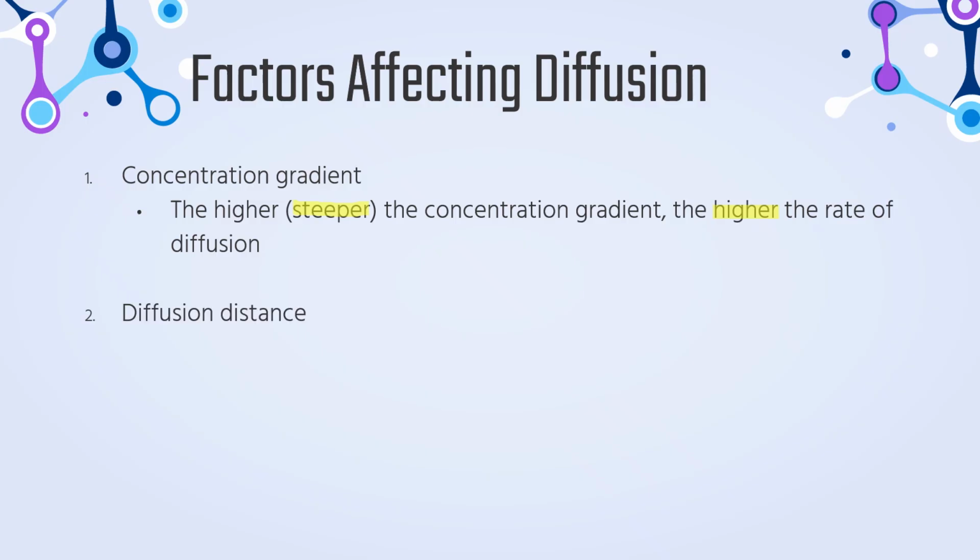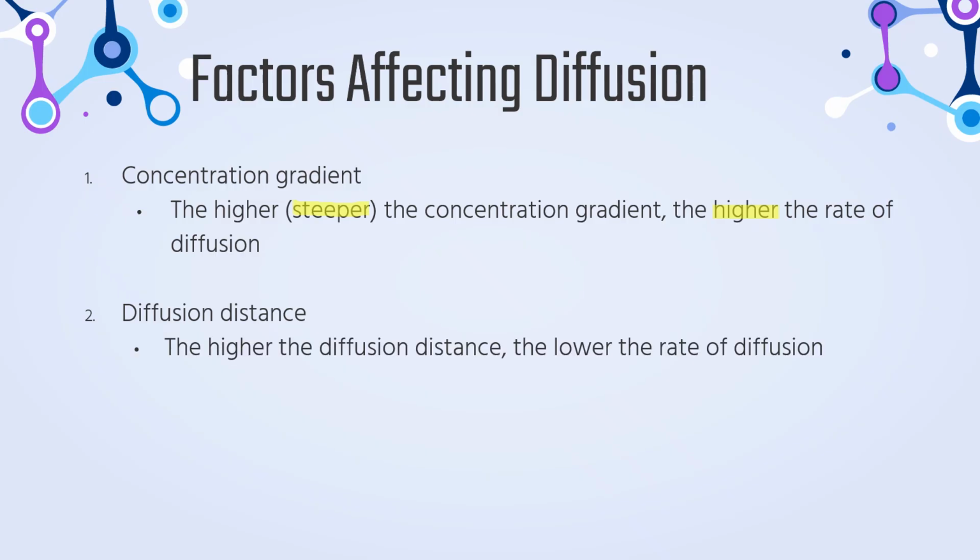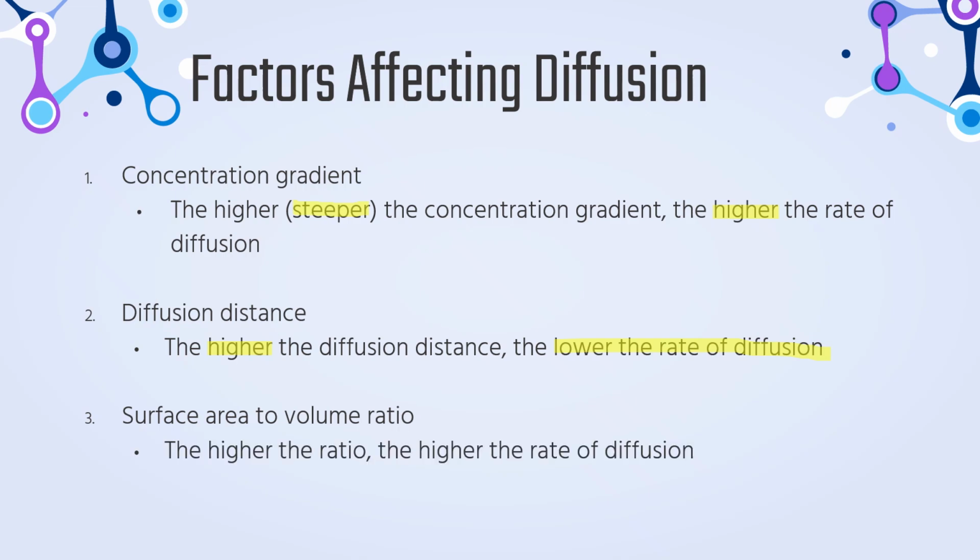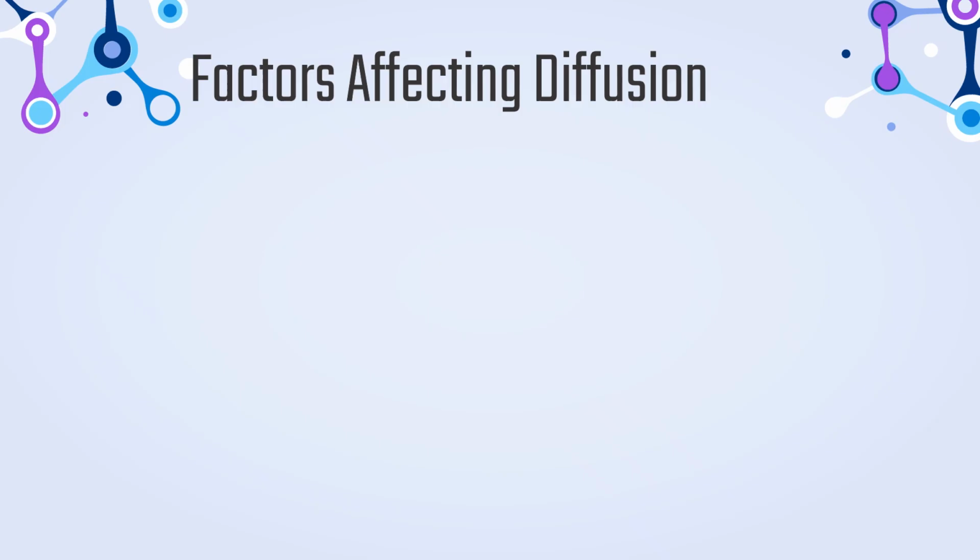The second one is diffusion distance. The distance counts as well. The higher the distance, the lower the rate of diffusion. If the two regions are further apart, the speed of diffusion is definitely slower. The third one is known as surface area to volume ratio. I will talk about it more in a later slide. But right now, the higher the ratio, the higher the rate of diffusion. And this is very important in biology.